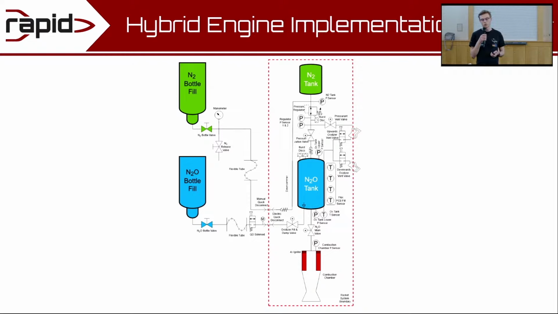And you may know biliquid rockets from other rockets. For example, the upper stage of the SLS rocket that launched Artemis 2 was also a biliquid rocket that used LOX, liquid oxygen, and LH2, liquid hydrogen.